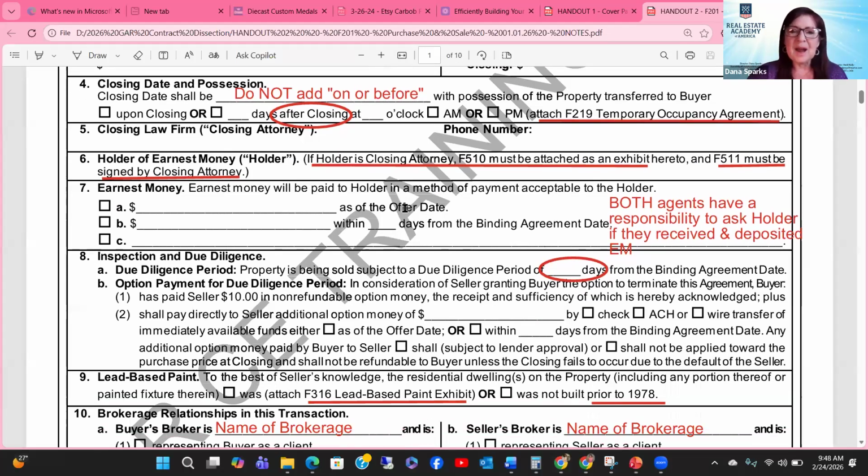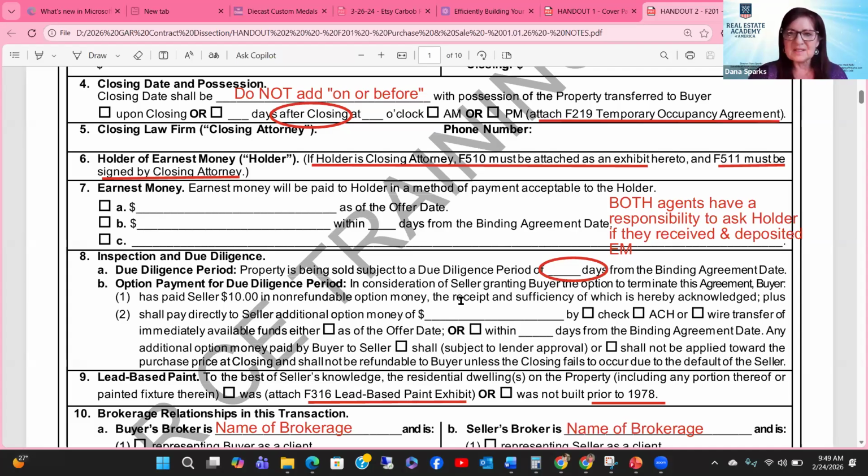And then you fill in the amount of earnest money and when it is due. When you put "as of the offer date," that means the holder already has that earnest money in their possession or on deposit. If it is so many days within the binding agreement date, that means the buyer is not required to send the earnest money to the holder until that number of days from the binding agreement date.